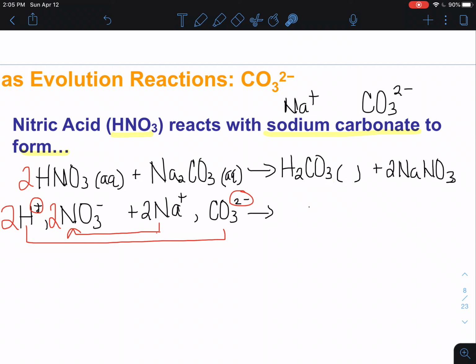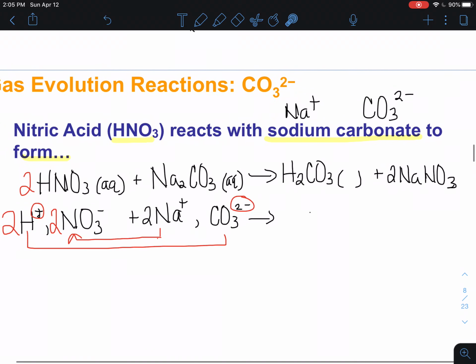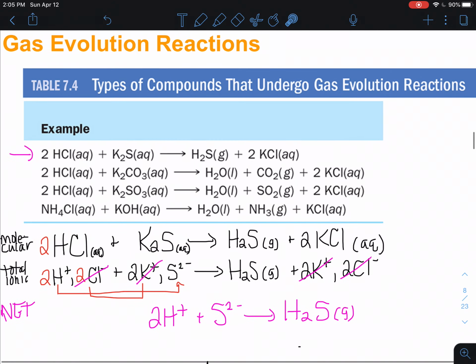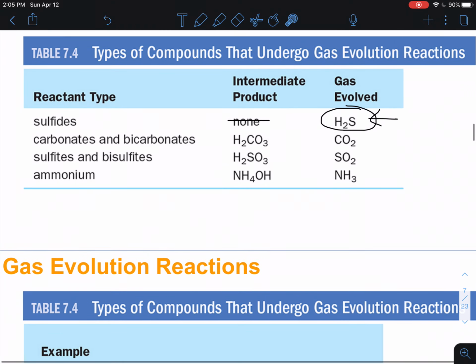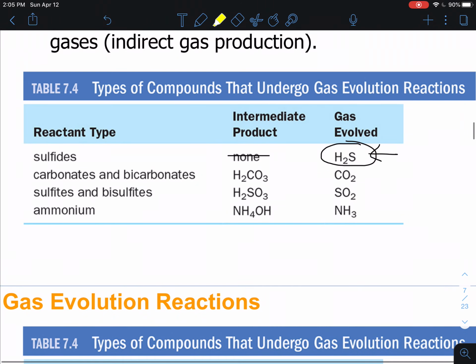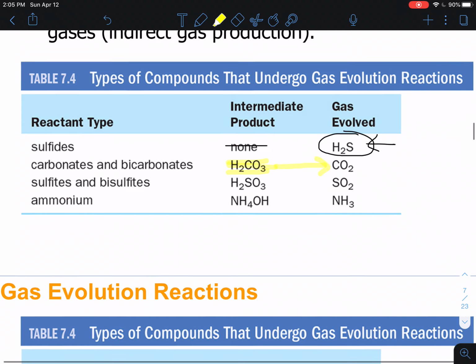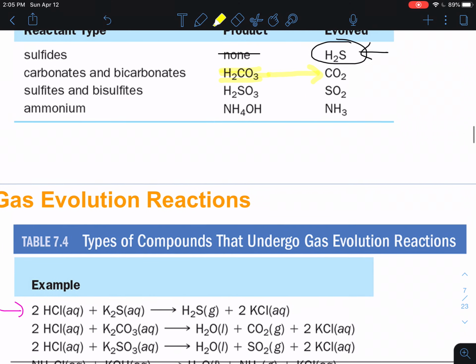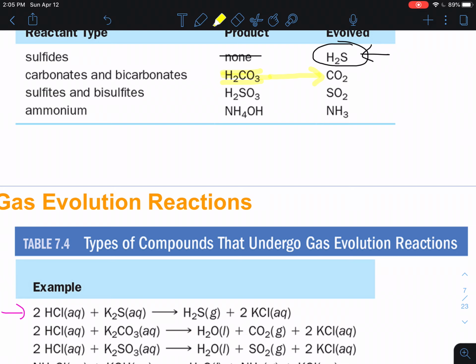I don't know what's going on. It looks weird. And then what you want to do is you say, well, is this a gas evolving reaction? I'm not sure. H2CO3, is that a thing? So let's go back up and look at that. H2CO3, this is an intermediate. It quickly decomposes into CO2. But it can't just be CO2, right?